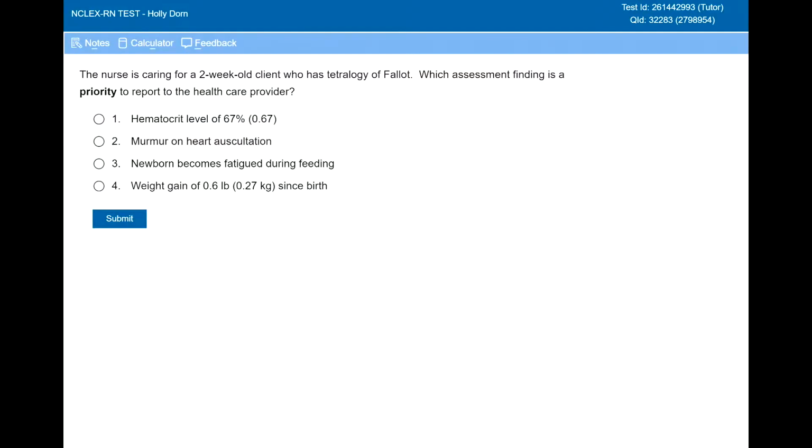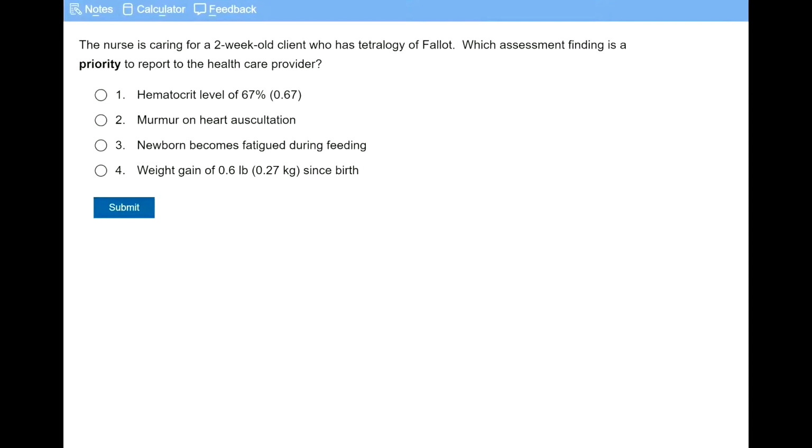So looking at our question, this patient has tetralogy of Fallot, which is a congenital heart disease. You'll commonly hear this in practice just called TET. And knowing that it's present instantly tells us that perfusion is a concern for this client. So when we're looking at our options, we want to keep perfusion in mind. A test-taking tip we have for you is that this question uses the word priority, which we see here bolded. I'm going to make it just a little bigger for you.